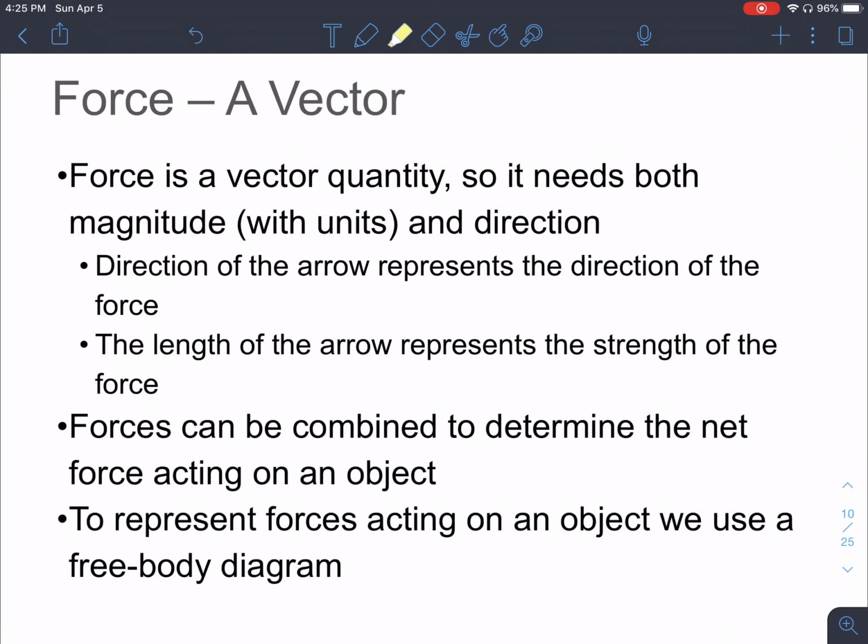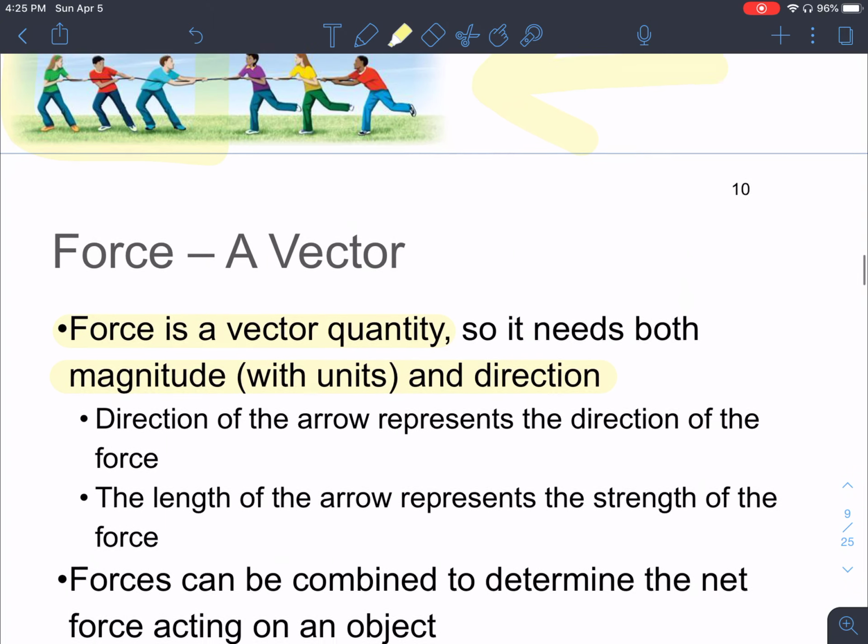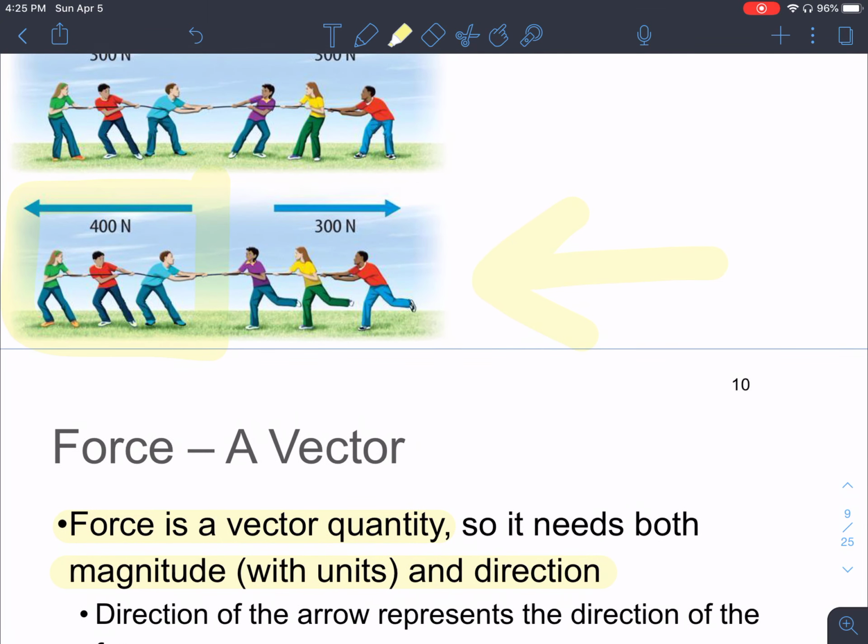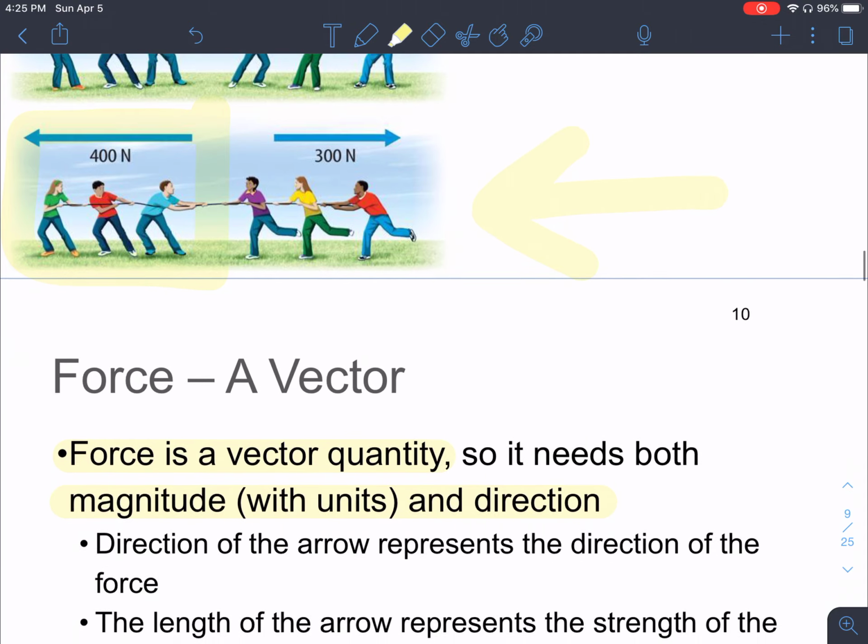All right, now more about forces. Force is a vector quantity, as I said earlier, because it does have magnitude and direction. When you start drawing out these force vectors, the direction of the arrow represents the direction of the force being applied. I'm going to go back to this one. So the 400 newtons of force being applied from the team on the left, that is why the arrow is pointing to the left, because that is the direction they are pulling.